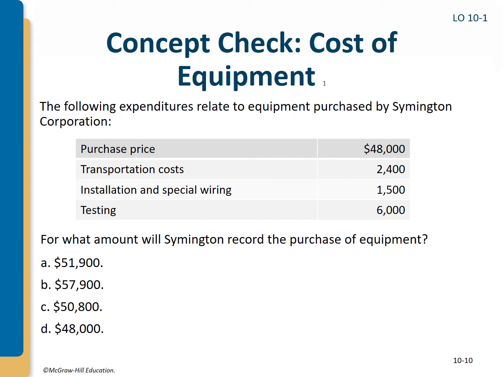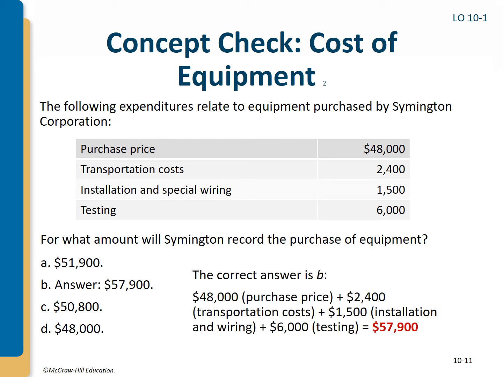So if we have this equipment for Symington Corporation, what's the total cost of the equipment? Add them all up. The $48,000 purchase price, the transportation cost, installation and wiring, and testing, $57,900.